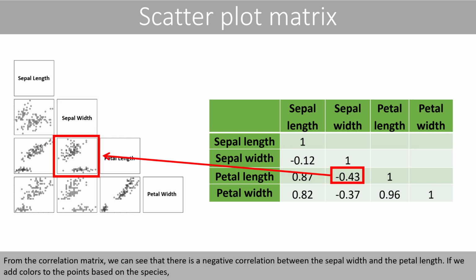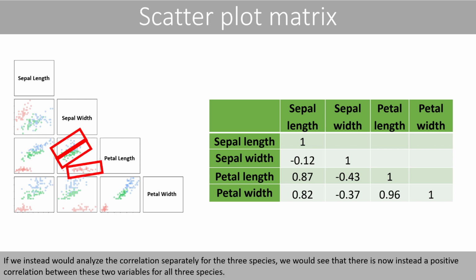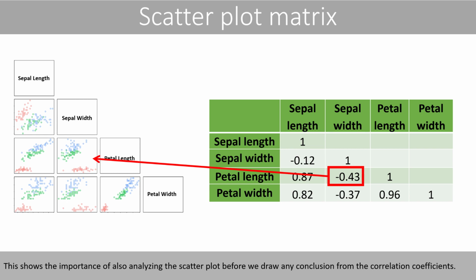From the correlation matrix, we can see that there is a negative correlation between the sepal width and the petal length. If we add colors to the points based on the species, we can see that the setosa flowers are down here. This tells us that the negative correlation is probably due to differences between the species. If we instead would analyze the correlation separately for the 3 different species, we would see that there is now instead a positive correlation between these 2 variables for all 3 species. This shows the importance of also analyzing the scatter plot before we draw any conclusion from the correlation coefficients.